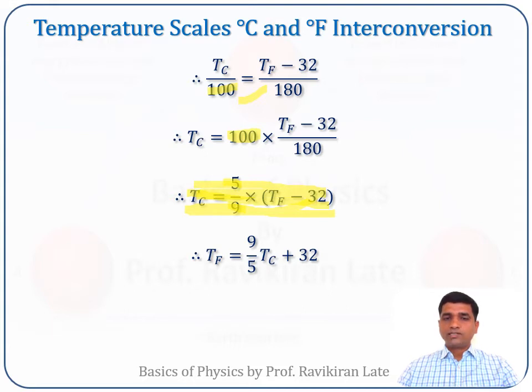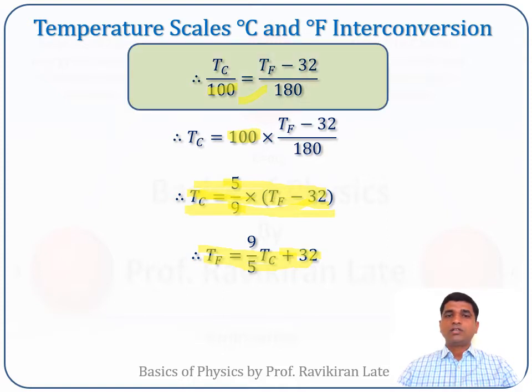If you further rearrange this equation for Tf, you can rewrite this as 9 by 5 into Tc plus 32. But instead of considering these equations, just remember the first equation, that is Tc by 100 is equal to (Tf minus 32) divided by 180, because this same relation you can use for the conversion of temperature from degree Celsius to degree Fahrenheit, or degree Fahrenheit to degree Celsius. So that is the first formula which you require.